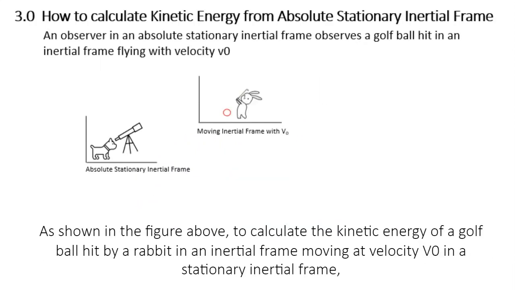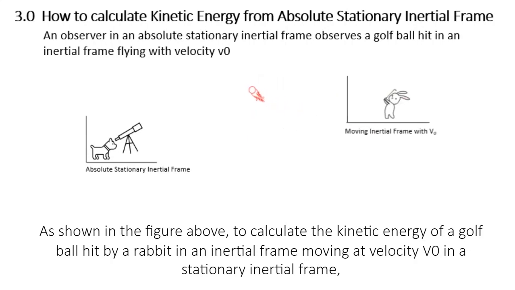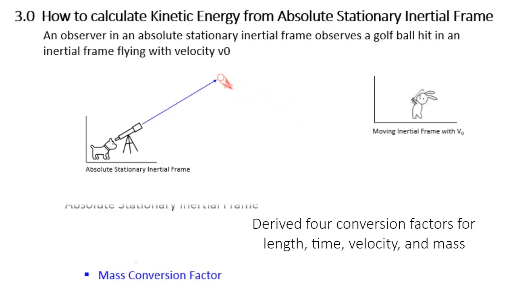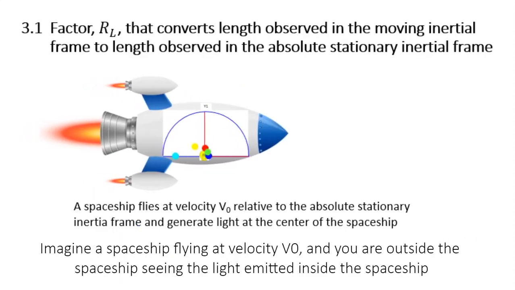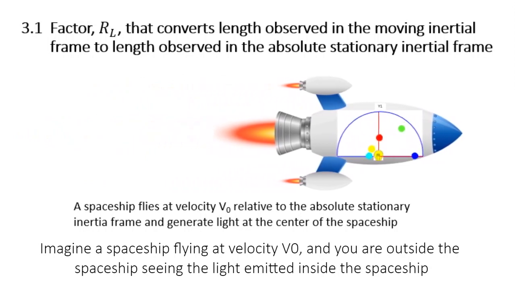As shown in the figure above, to calculate the kinetic energy of a golf ball hit by a rabbit in an inertial frame moving at velocity v0 in a stationary inertial frame, I derived 4 conversion factors for length, time, velocity, and mass. Imagine a spaceship flying at velocity v0, and you are outside the spaceship seeing the light emitted inside the spaceship.